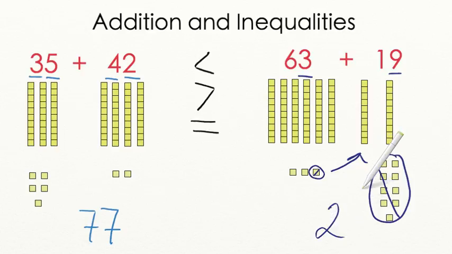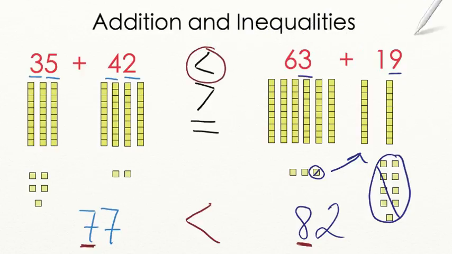Let's go ahead and count our tens. 1, 2, 3, 4, 5, 6, 7, 8. So we have an 8 in our tens place. Now we're ready to compare these two numbers. We have 77 and 82. Is 77 less than, greater than, or equal to 82? Since 77 only has 7 tens blocks and 82 has 8 tens blocks, 82 is the larger number. That means that 77 is less than 82. So if we look back at our equation, 35 plus 42 is less than 63 plus 19.